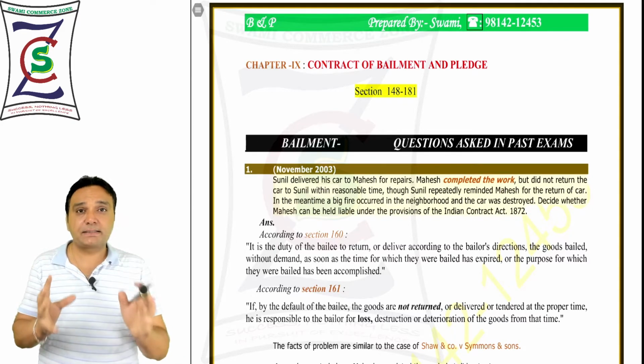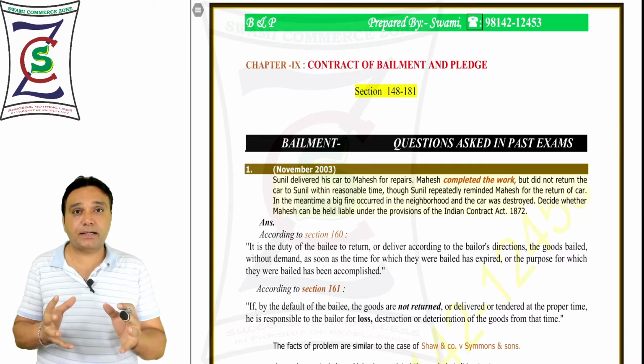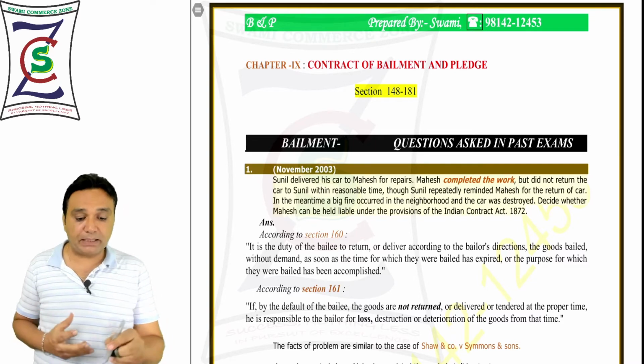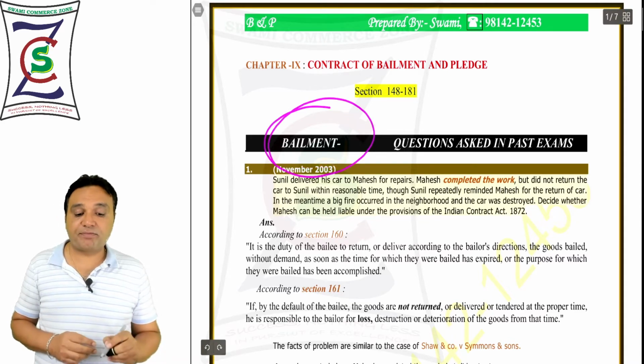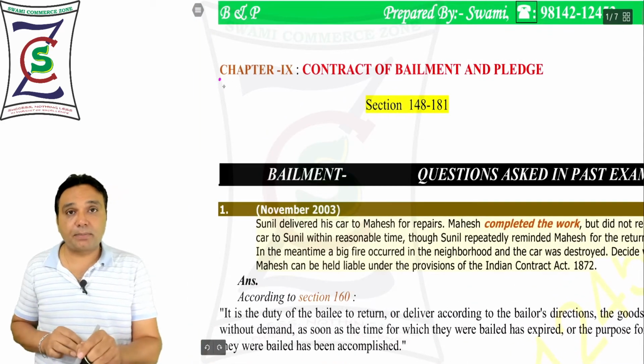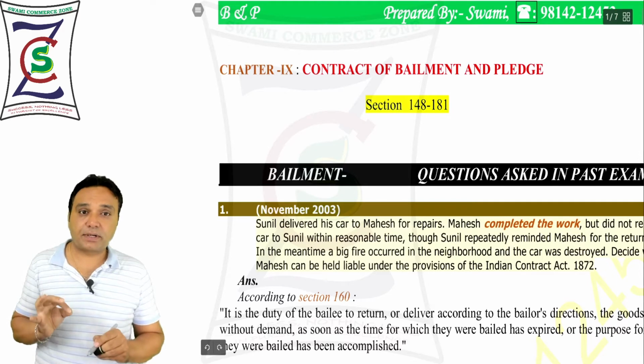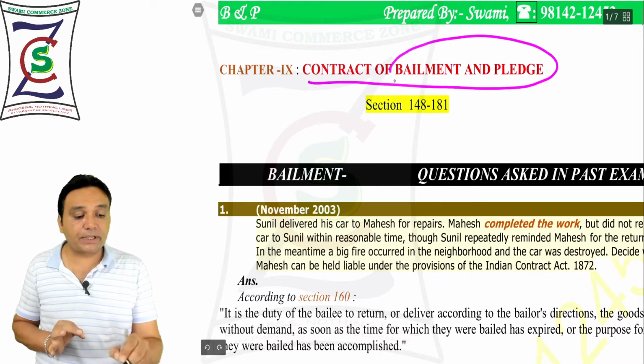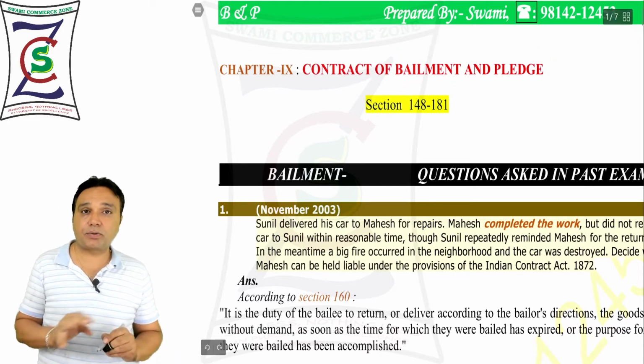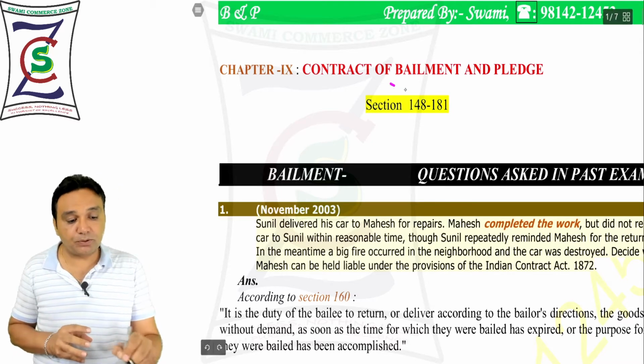We are gonna discuss for CA Inter the past questions asked with regard to Contract Act and dealing with the contract of bailment. So bailment falls under chapter number 9 of the Contract Act and it comprises of two contracts, bailment and pledge. We're gonna talk about only the past questions asked with regard to bailment.